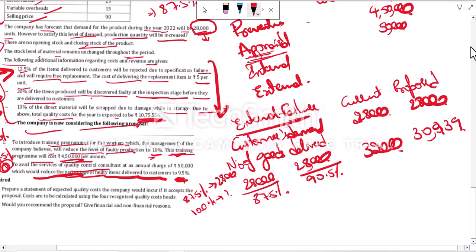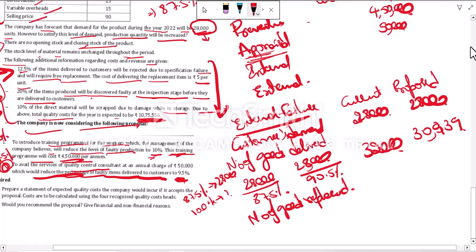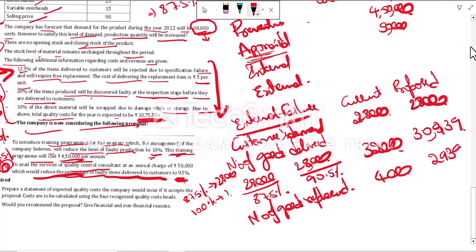Next, this is the total number of goods produced. So how many are replaced? 32,000 minus 28,000, 4,000. 30,939 minus 28,000, 2,939. These many goods are replaced.